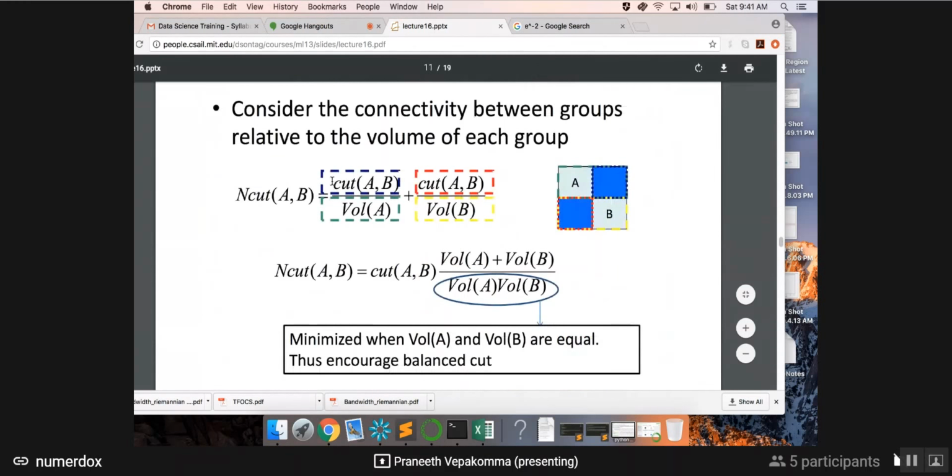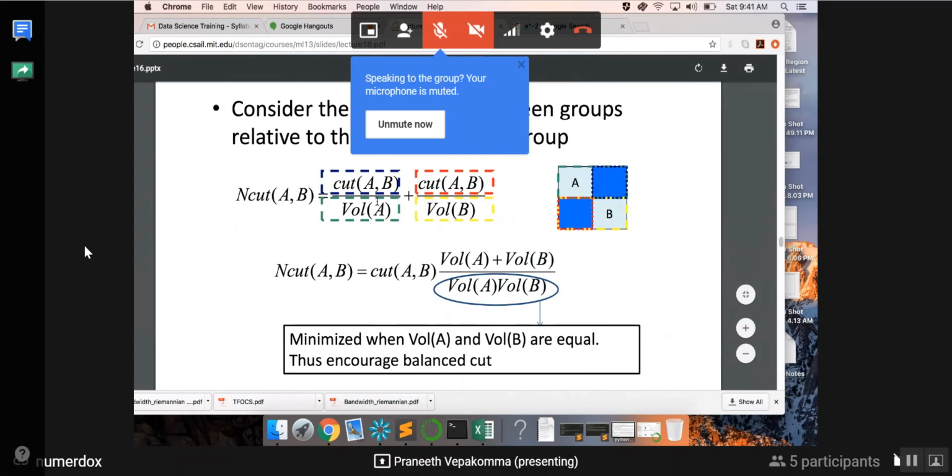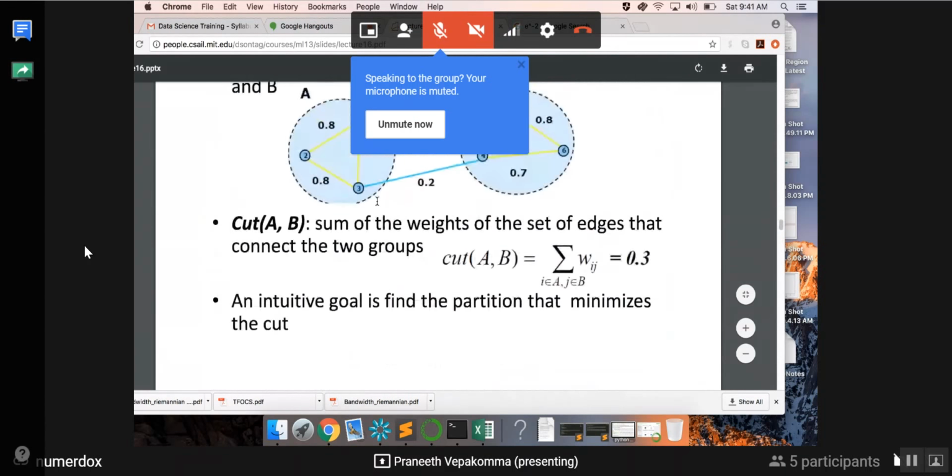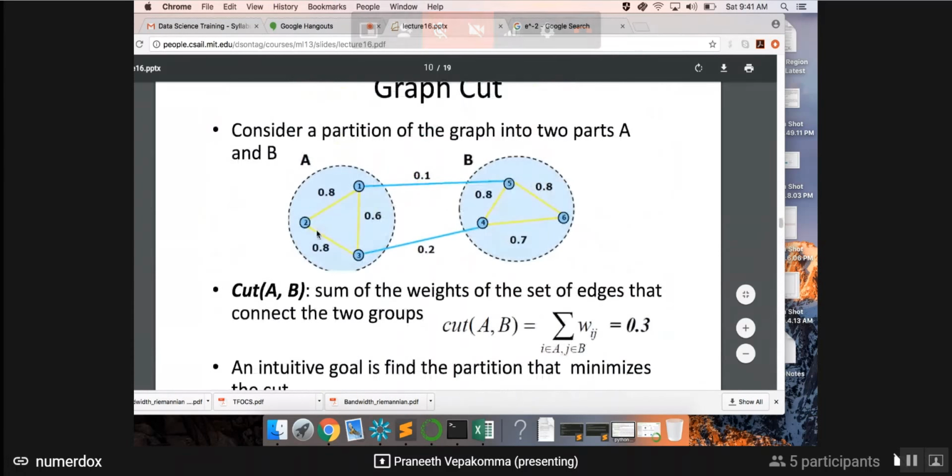A slightly improved version of that is known as a normalized cut, which also takes the volume of each group into account, which means internally you want to have connectedness as well. What volume is doing is measuring how well connected any given group is internally, because you're summing the degrees internally. So the degree of node 1 is 0.8 plus 0.6. Degree of node 2 is 0.8 plus 0.8. Degree of this node is 0.8 plus 0.6. All those sums of degrees is known as a volume.